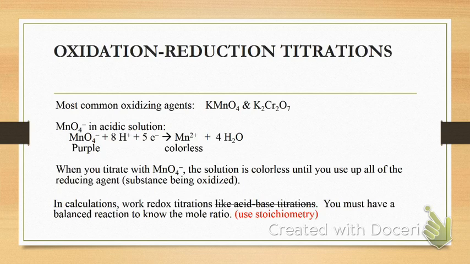Make this correction in your notes. It says in calculations, work like acid-base titrations, but that's not true. You're going to use stoichiometry for these. That formula, MAVA MBVB, does not work for redox titrations.